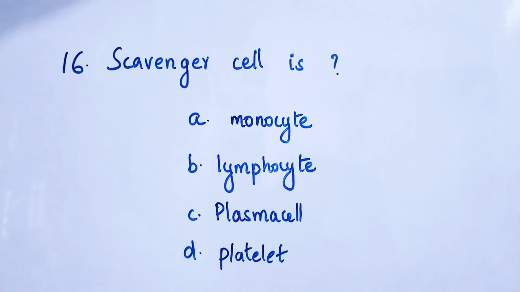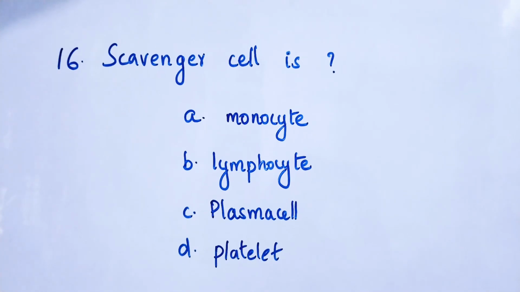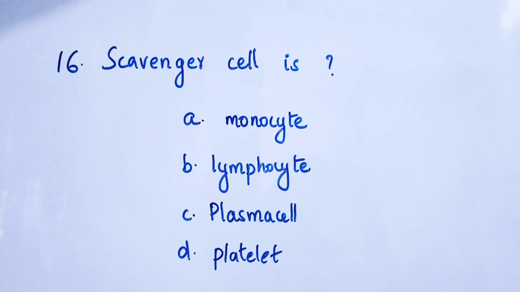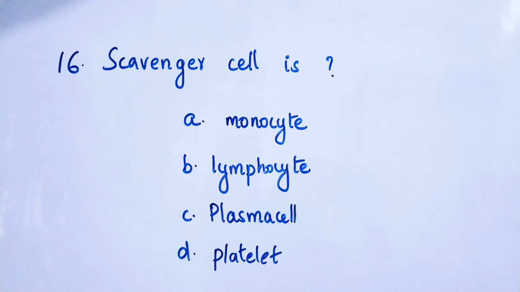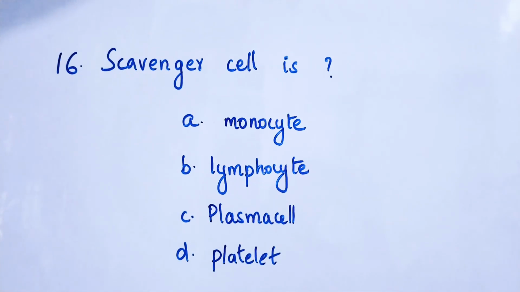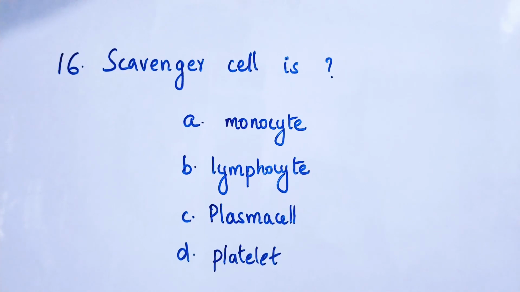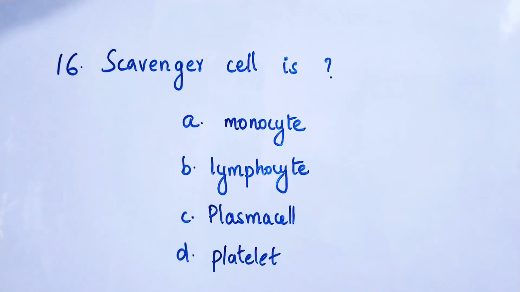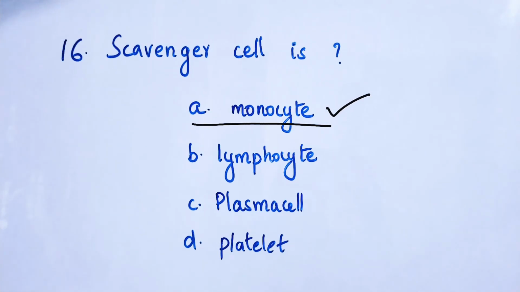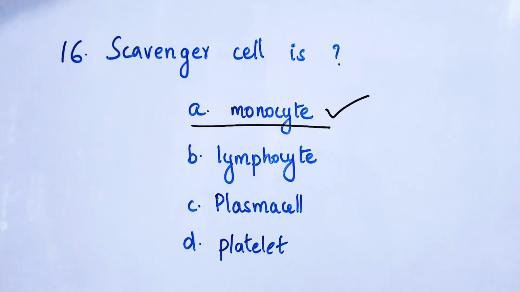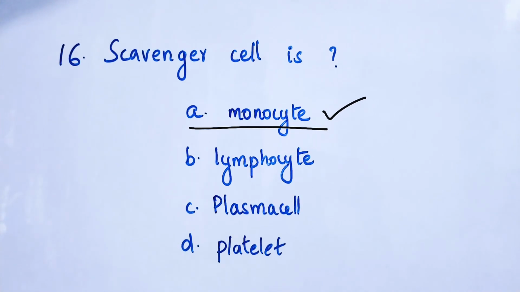Question number 16. Scavenger cell is option A, monocyte, option B, lymphocyte, option C, plasma cell, option D, platelet. Scavenger cell is also called as monocyte. The right answer is option A, monocyte. Monocyte is also known as scavenger cell.